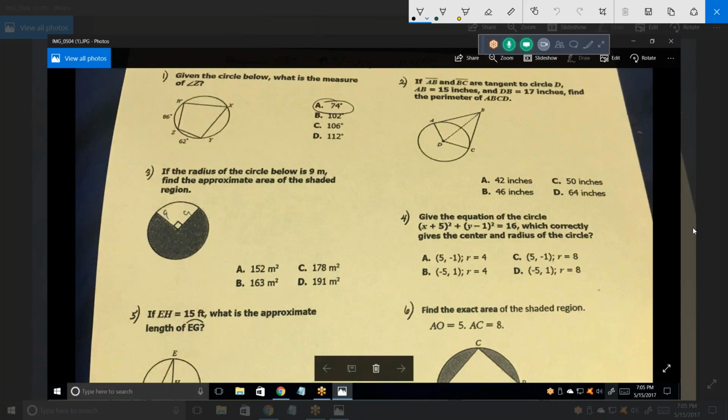So AB is 15, DB is 17. What's BC? 15? Uh-huh. Because they're both tangent, they're equal. And they want the perimeter of that figure, A, B, C, D. So we need to figure out AD and DC, the radius.